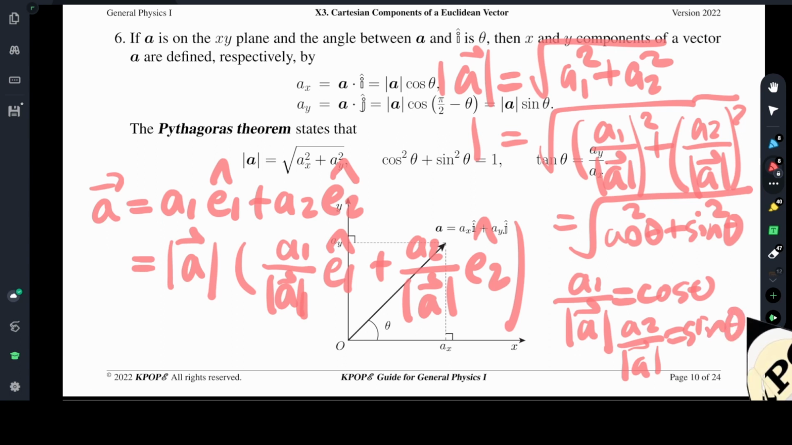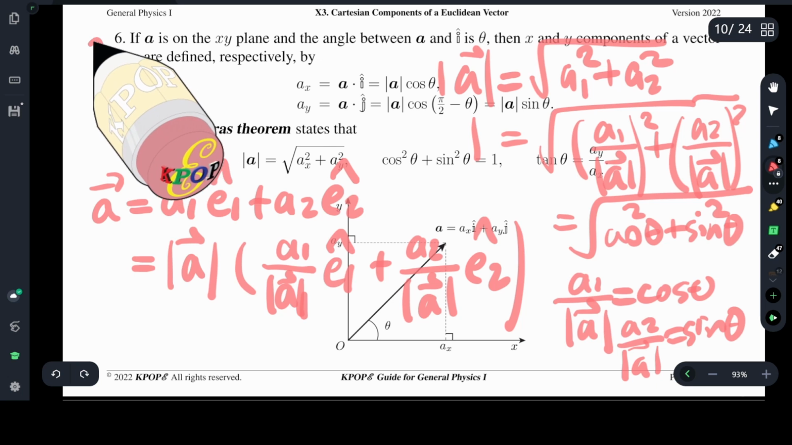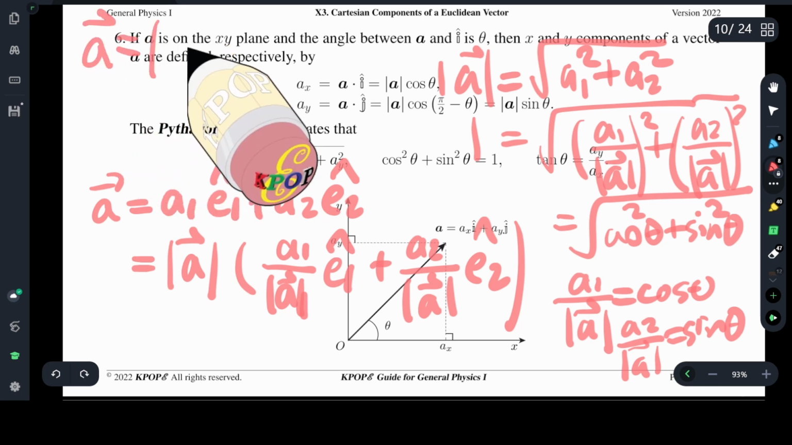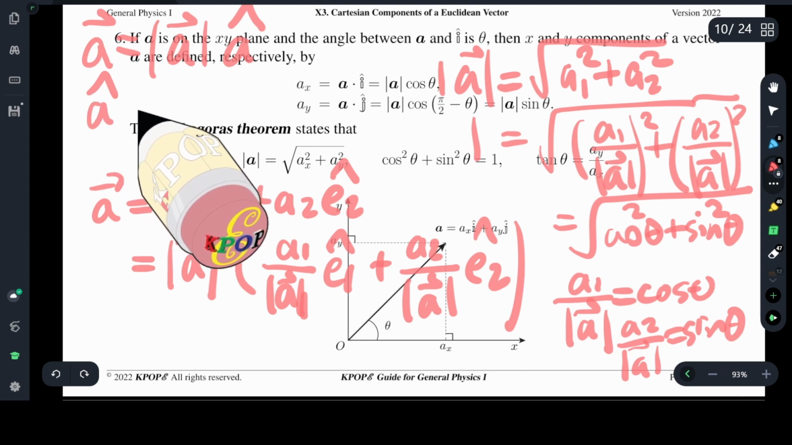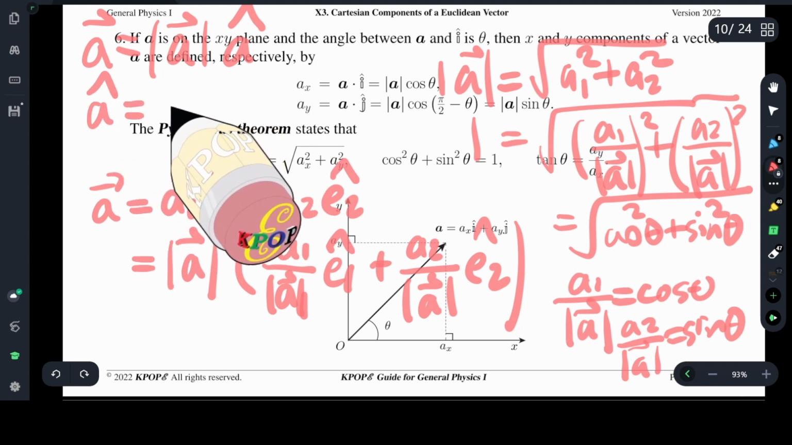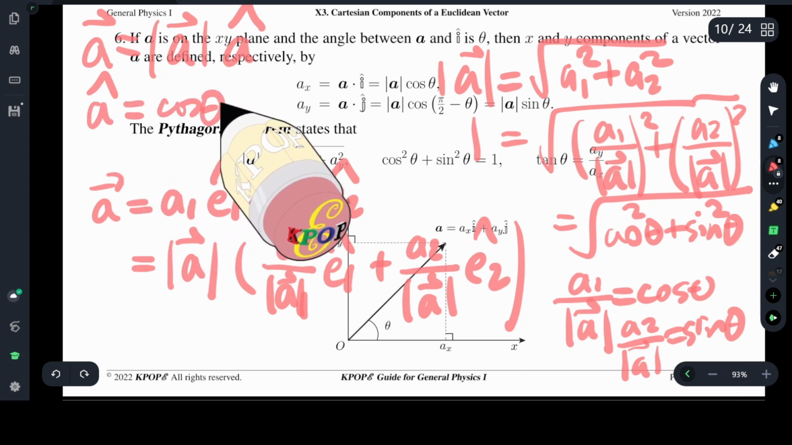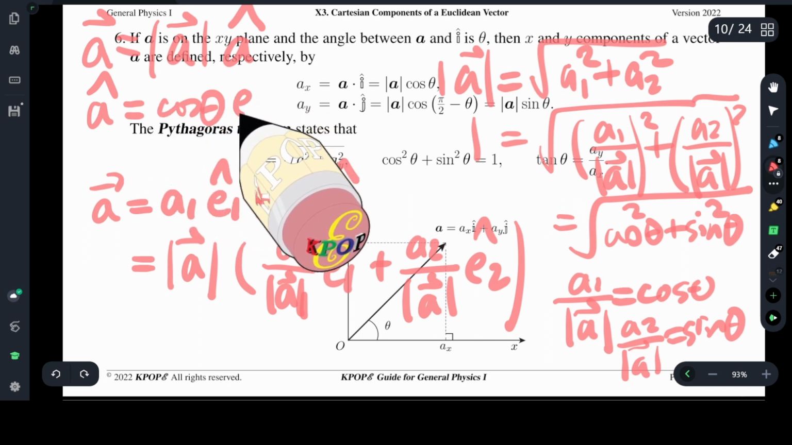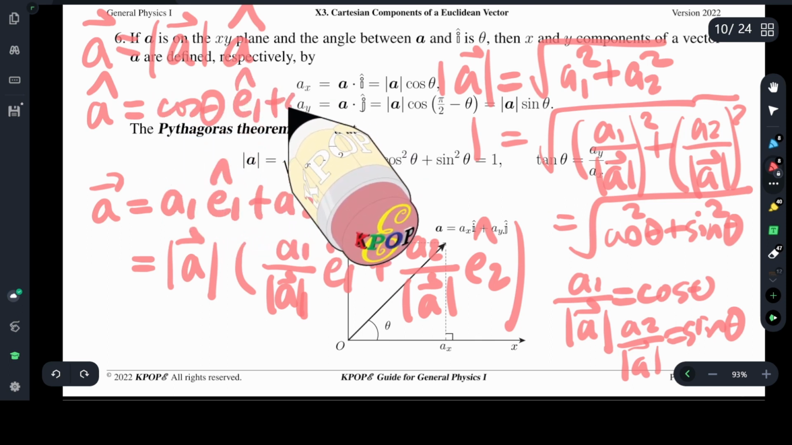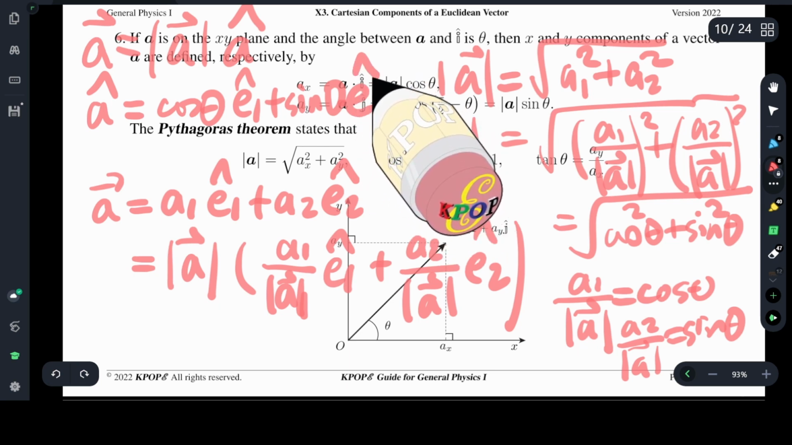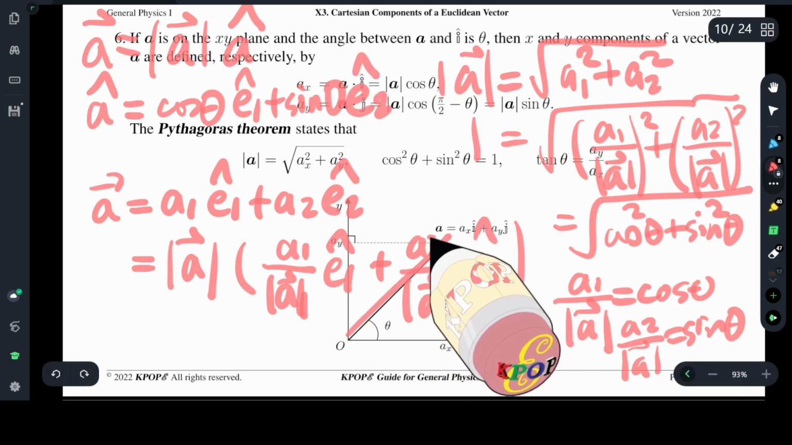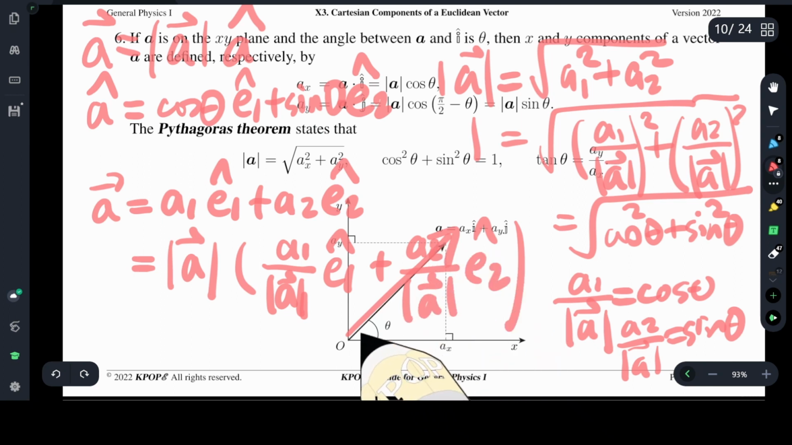Therefore, we can express any vector a as a product of its magnitude and a hat, which should be of the form cosine theta e1 hat plus sine theta e2 hat, where theta is the angle between the vector a and the x-axis.